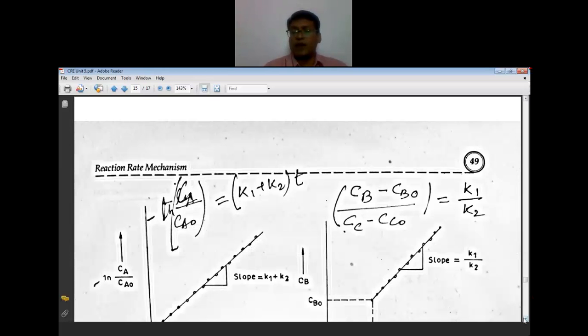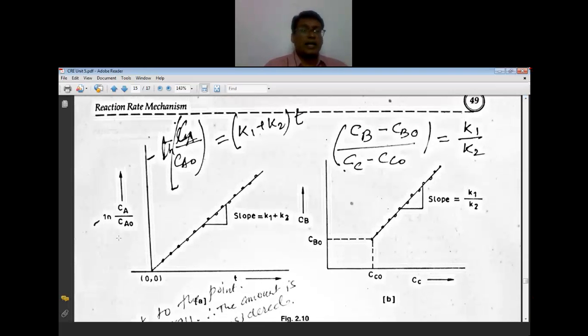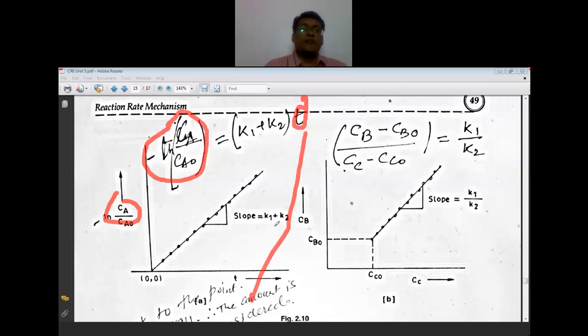So I can plot a graph corresponding to the two equations. The first is ln CA upon CA0 against T. This is my equation, minus ln CA upon CA0, which is equal to K1 plus K2 times T. So I have plotted a graph of minus ln CA upon CA0 on the y-axis against T on the x-axis. So y is equal to mx, where m is nothing but K1 plus K2. So this is what my slope is, K1 plus K2.